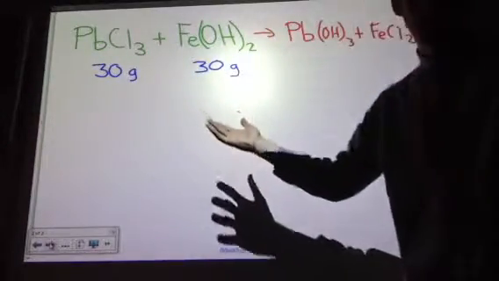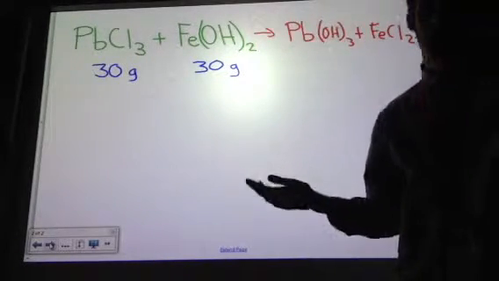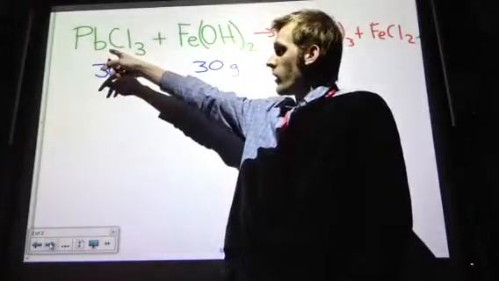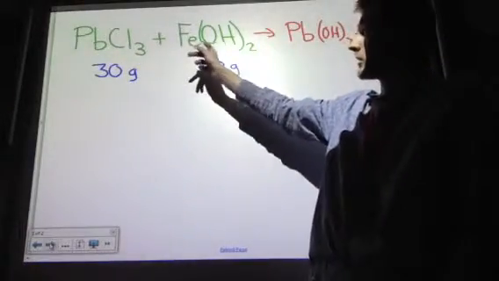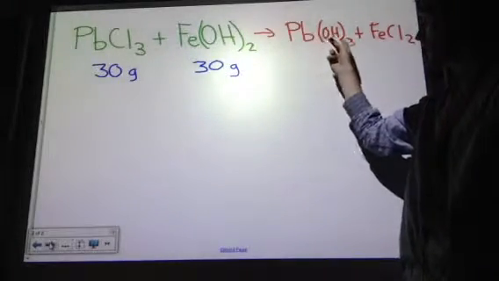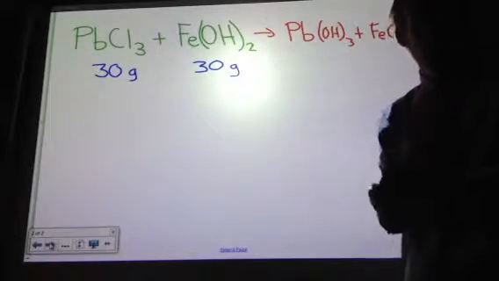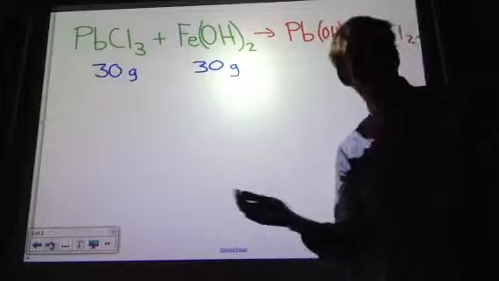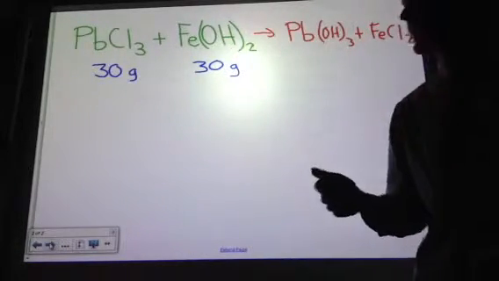So, let's do a chemistry example. Alright? So here is a reaction. It's not balanced. But it's lead 3 chloride plus iron 2 hydroxide making lead 3 hydroxide and iron 2 chloride. So that's a reaction. I just made it up. I don't even know if it's possible or not, but for the purpose of this lesson, I made it up and we're going to do it.